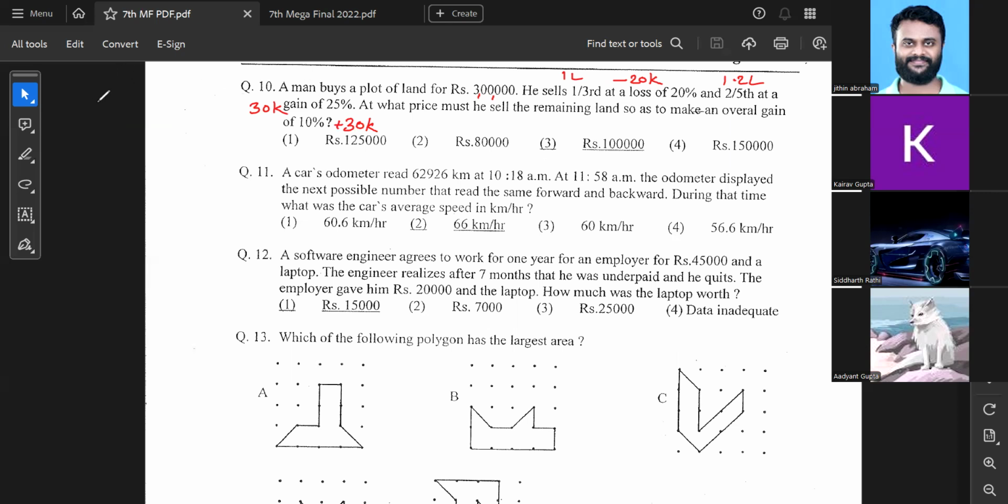So what piece of land is left with him? Let us check. So if his land was 1, he sold 1/3 and he sold 2/5.